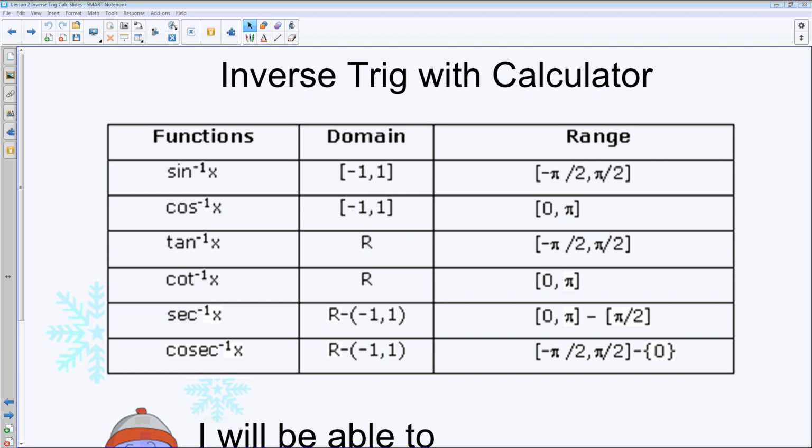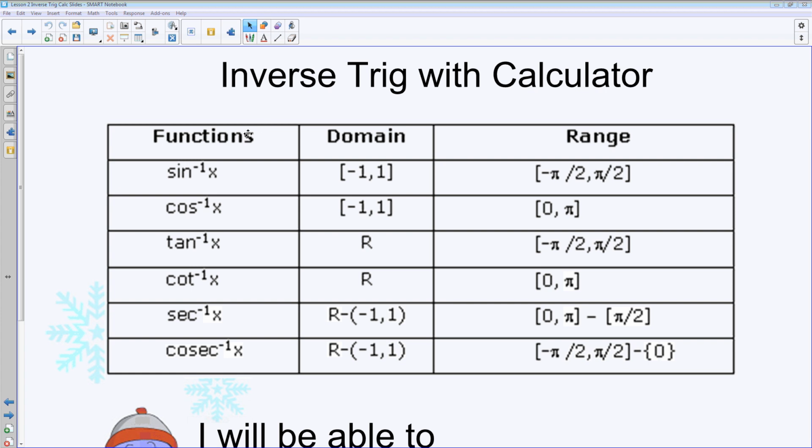Everyone, in this lesson we're going to be talking about inverse trig with a calculator. So we're going to be either using a calculator or Desmos. I will show you both just to make sure you're comfortable with whatever implement you are using. So that's our goal.